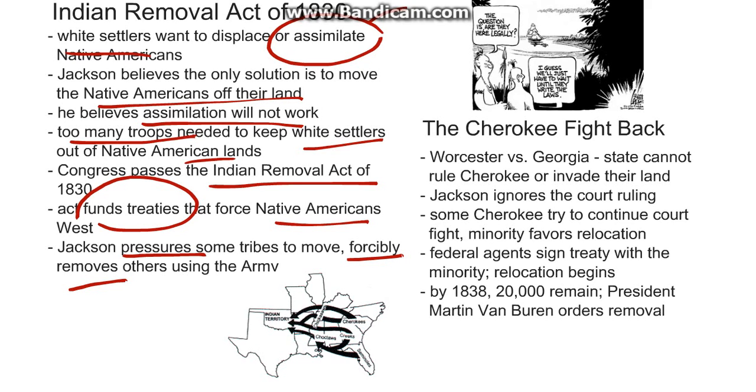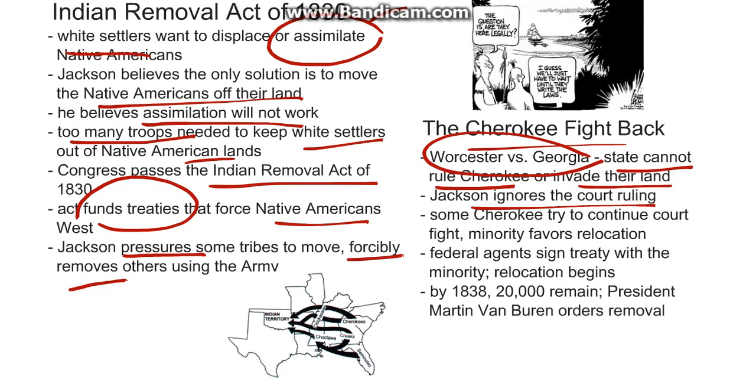The Cherokee is a tribe that decides to fight back, and they fight back the same way that the white settlers fight their issues, which is they go to court. So in the court case, Worcester versus Georgia, they sue saying that Georgia cannot take their land or force them off the land, and they actually win. The ruling is that the state cannot rule the Cherokee or invade their land.